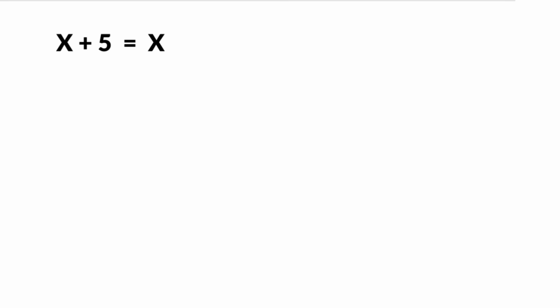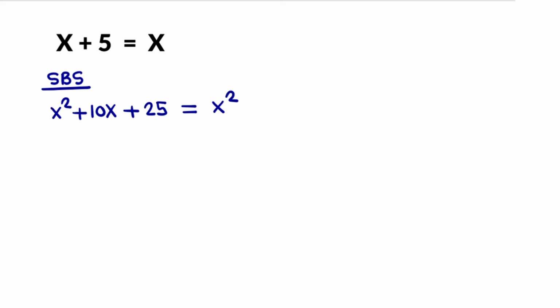Now, you might have seen people try to solve an equation like this by squaring both sides. So let's deliberately fall into that trap and see what happens. If we square the left side, we get the quantity x plus 5 squared. Expanding it gives us x squared plus 10x plus 25. And squaring the right side simply gives us x squared.